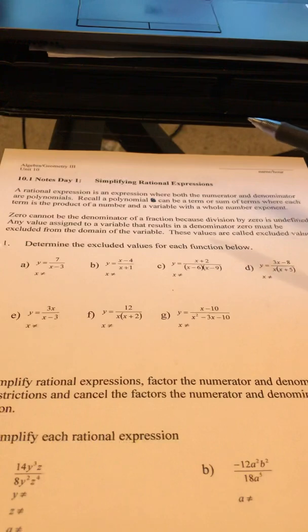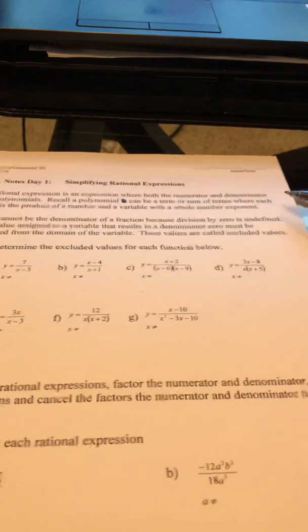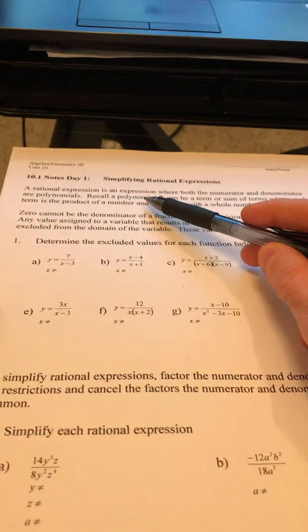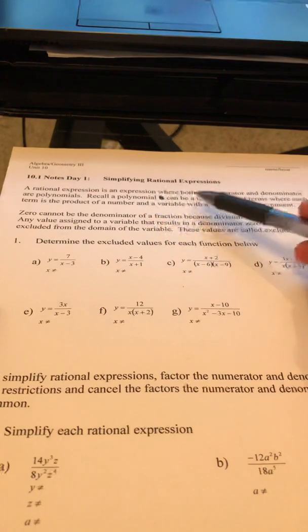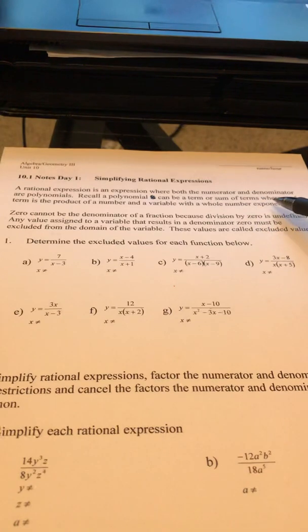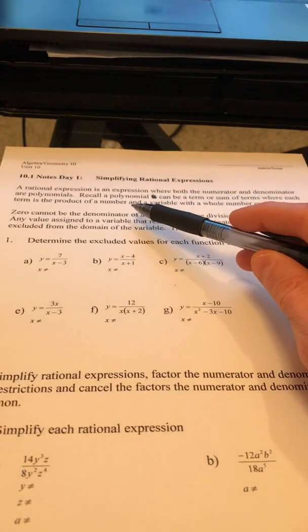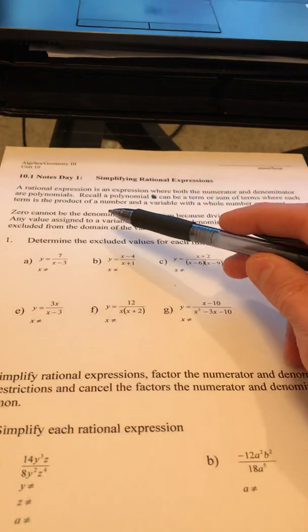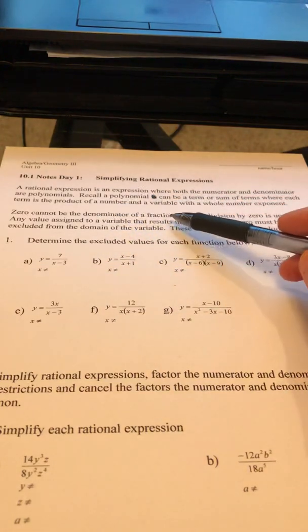So in 10.1 day 1, we're going to go over simplifying rational expressions. And a rational expression is an expression where both the numerator and denominator are polynomials. And if you remember going all the way back to Unit 1 first semester, a polynomial can be a term or sum of terms where each term is the product of a number and a variable with only whole number exponents, meaning positive numbers.